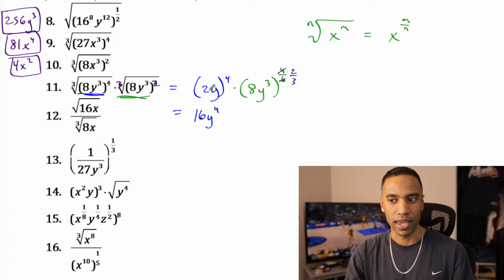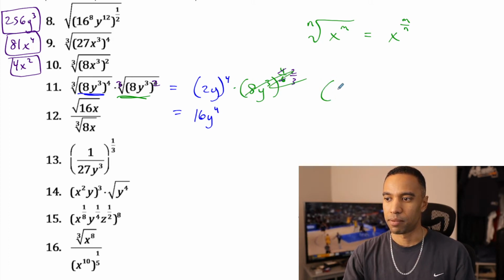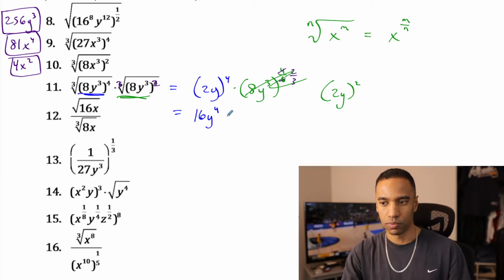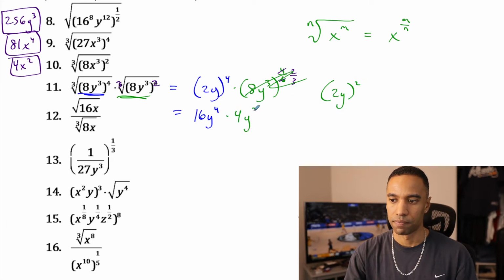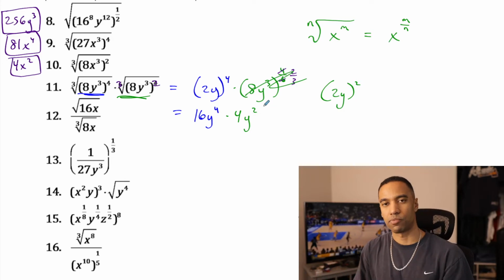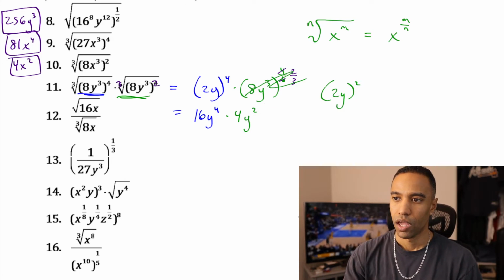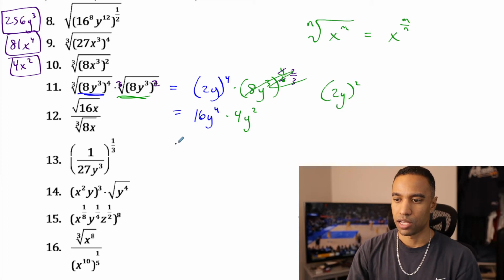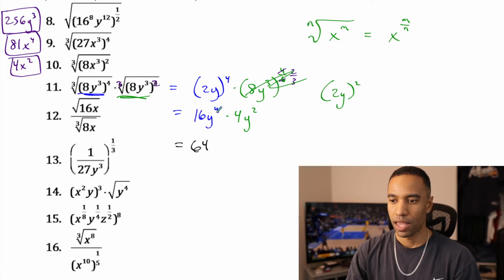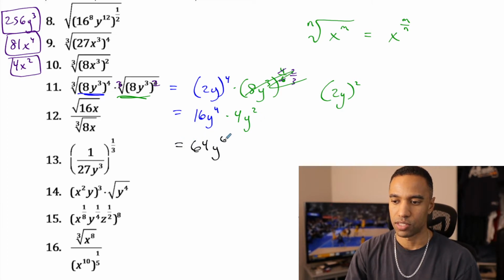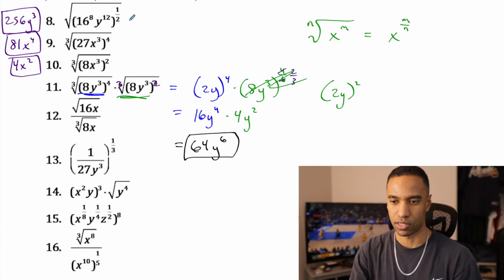And you'll get 2y again, actually, by the way. So that becomes 2y. And then this is squared. And now we get to square 2 and square y. So we get 16y to the 4th times 4y squared. All right, well, what does that become? Well, that 16 times 4 is 64, and y to the 4th times y squared is y to the 6th. So you get 64y to the 6th power.